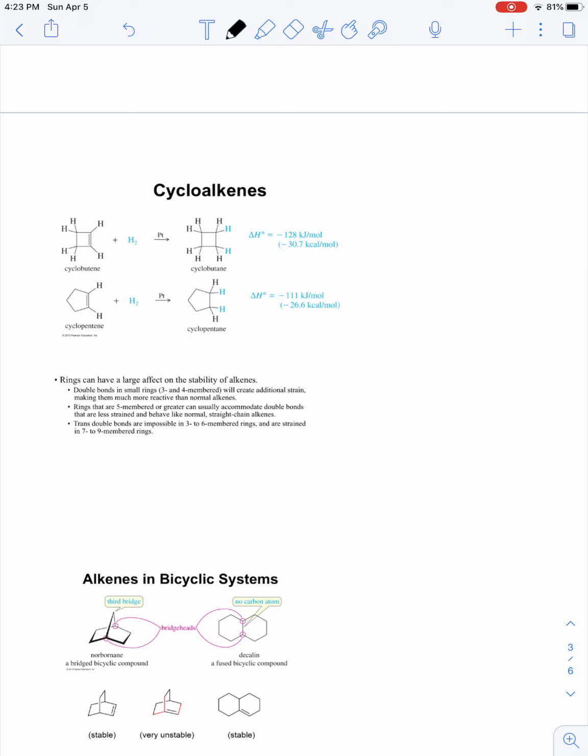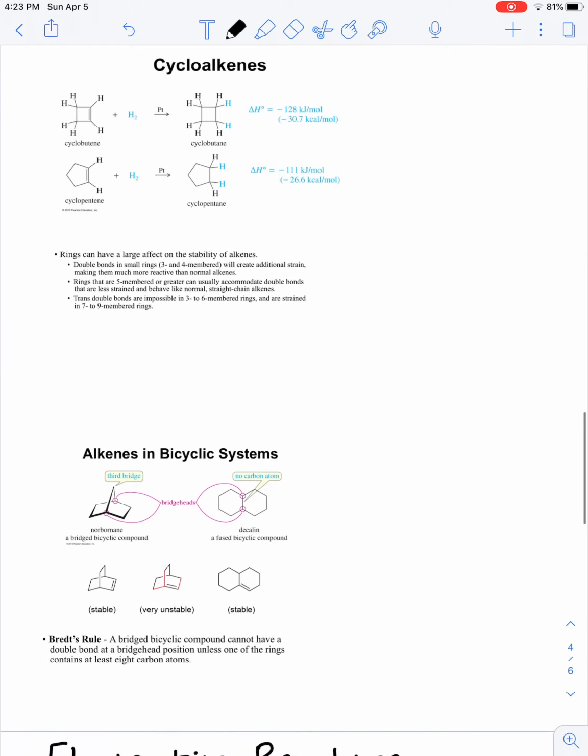When we look at rings that are 5 membered or greater, they can usually accommodate the double bond and are less strained, and they will behave like normal, straight chain alkenes. We can have trans double bonds in rings with 7 to 9 membered rings, but again, it's hard to add a trans double bond when we have 3 to 6 membered rings, just because of all the strain associated with that specific cyclic system.